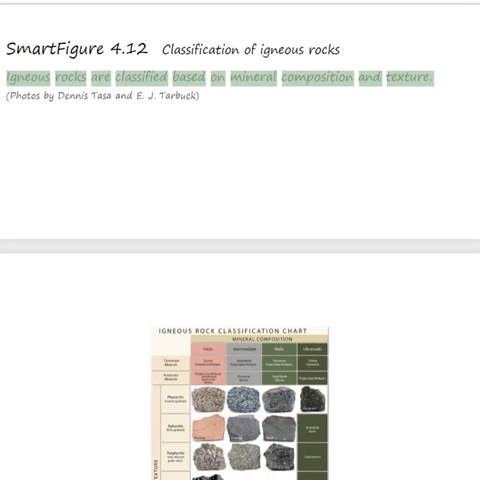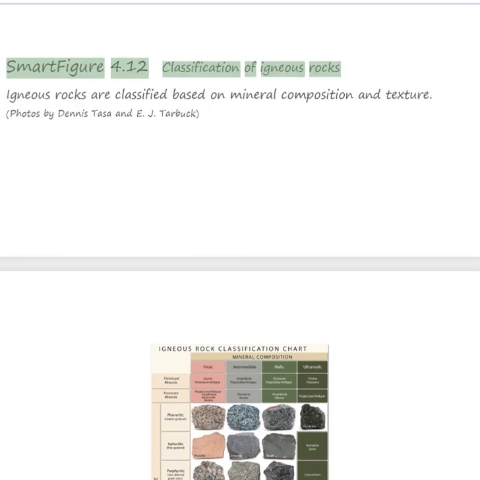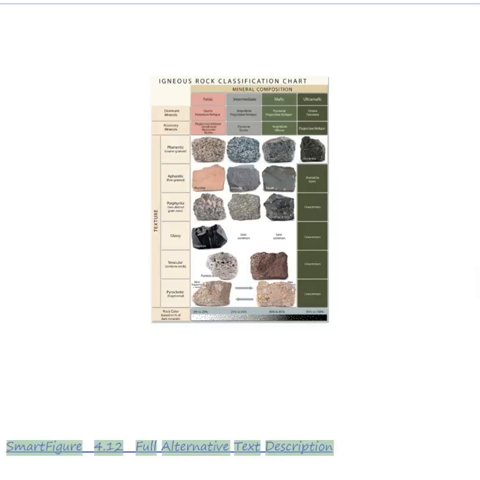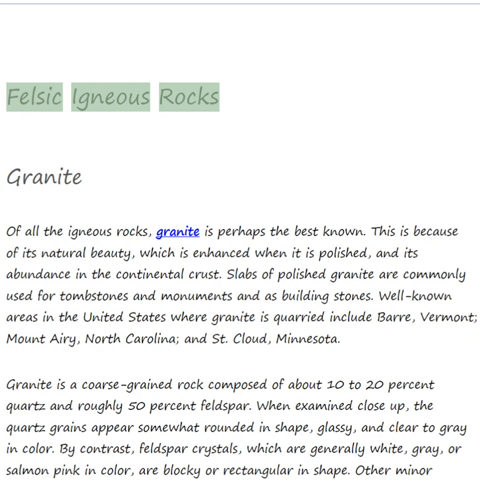Igneous rocks are classified based on mineral composition and texture. Smart Figure 4.12 Classification of igneous rocks. Smart Figure 4.12 Full alternative text description. Watch tutorial, Classification of igneous rocks. Felsic igneous rocks.